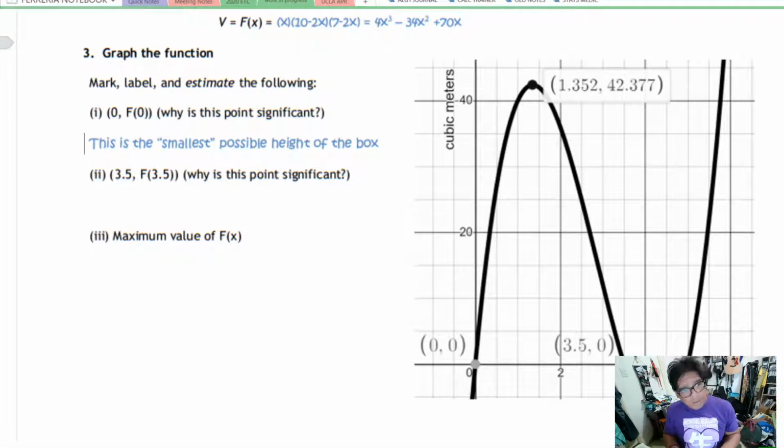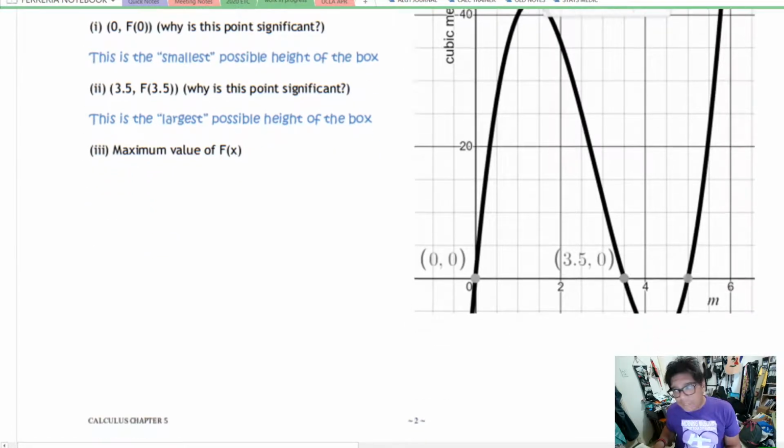What about 3.5, f of 3.5? We talked about 3.5 meters earlier. That was special because that was the biggest cut that we can make into that sheet metal. So that is, quote, the largest possible height of the box. And notice that we're not quite sure what that volume is going to be, but based on what I'm seeing on the graph, the volume here is going to be 0.